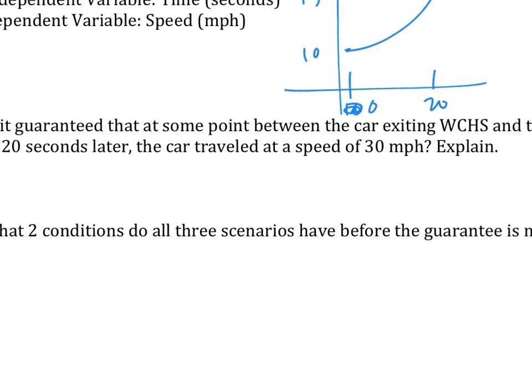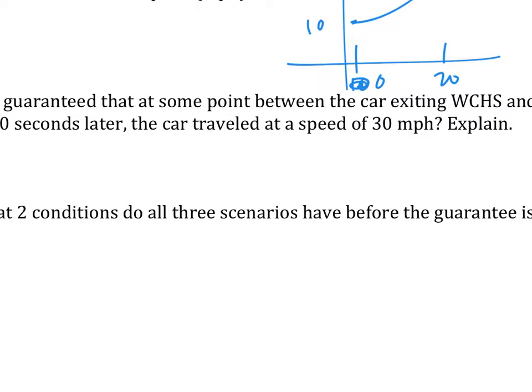So let me ask you one big question. What two conditions do these three scenarios have to have before the guarantee is met? Okay, Elizabeth. The dependent variable is continuous. Or like the graph is... The independent variable is continuous. Okay, well, what's another way of saying all that? William? The number is in between two existing ones and it's continuous. Okay, all right. That's the second guarantee. Okay, Peter. The function is continuous. Okay, good. The function is continuous.